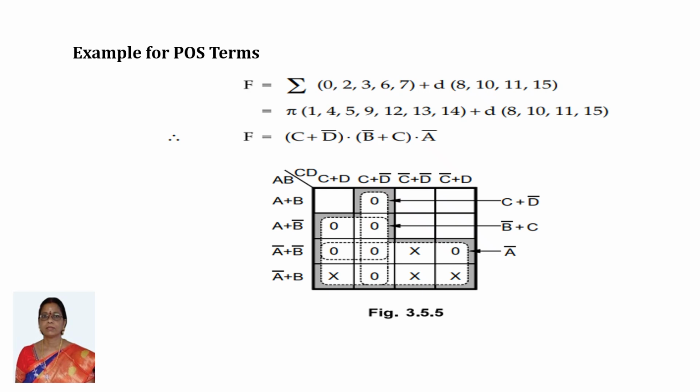So the terms given with pi are marked inside the map as shown in the table, and the grouping is done by the same rule as we followed for sum of products. So the second column, all zeros, is grouped and it corresponds to C plus D bar, and the next group corresponds to B bar plus C, and the third row and fourth row squares are grouped along with X and it corresponds to A bar. Hence you have C plus D bar into B bar plus C into A bar, which is represented as product of sums.